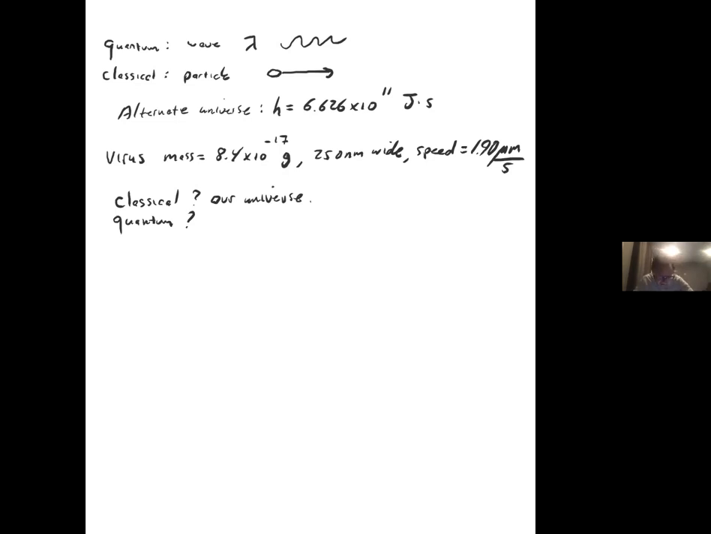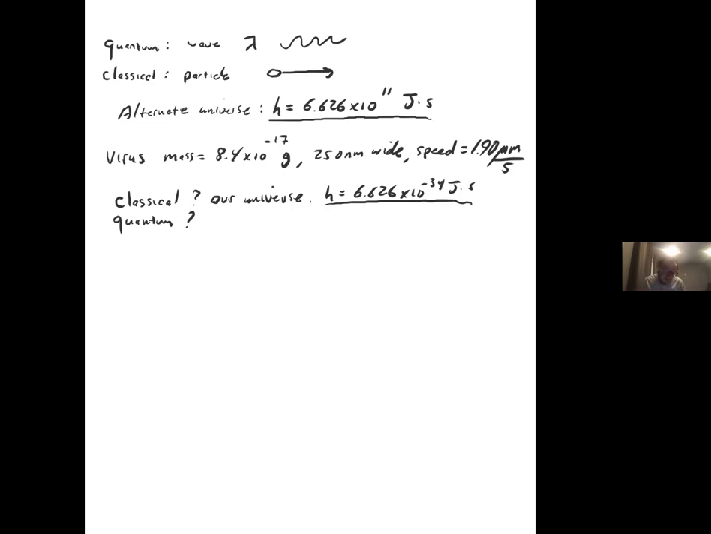The reason for that is because of the value h. In our universe, h is 6.626 times 10 to the minus 34 joule seconds. So it's really that value of h that determines whether something is quantum, behaving like a wave, or classical, behaving like a particle. So in this problem, we're going to use an alternate universe where there's a different value of h. Some physicists have postulated there may be multiple universes out there with different constants. They might have different speeds of light, different values of h, that kind of thing. So let's take a look.